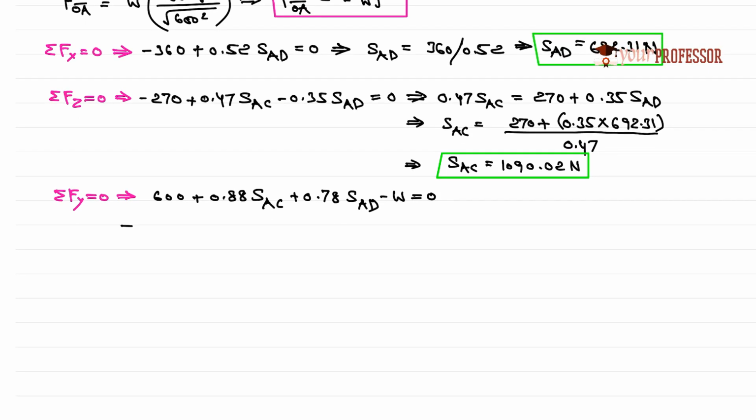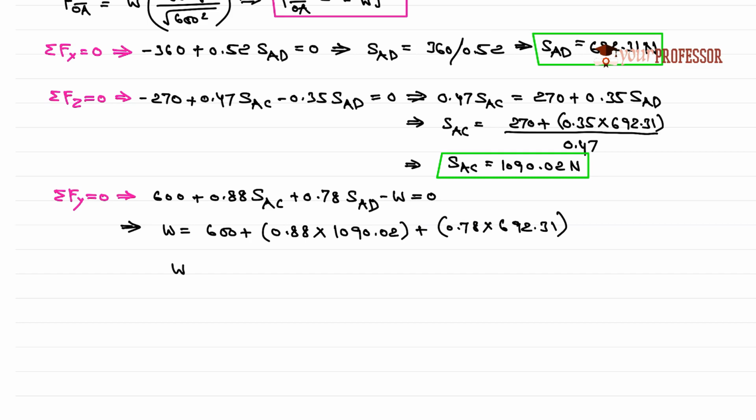From this, you can find the value of W, which is equal to 600 plus 0.88 into SAC. Just now we have calculated 1090.02, plus 0.78 into SAD, which is 692.31 newtons. If you simplify this one, you will get the value of W, and it will be around 2099.22 newtons. This is nothing but the weight of the crate, which was asked to calculate.